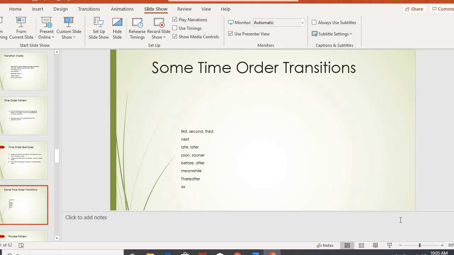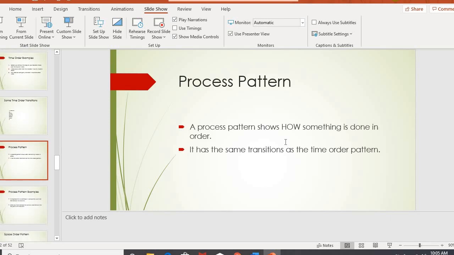So time order may use words like first, next, later, after. It might also say things like September, 1992, March. Those are all also time order transition words because they're telling you when something happens. If you think about school, history class, is time order organized? They are showing you when something happened. It's like a chronological order. That's time order. Process pattern or process order shows you how something is done.